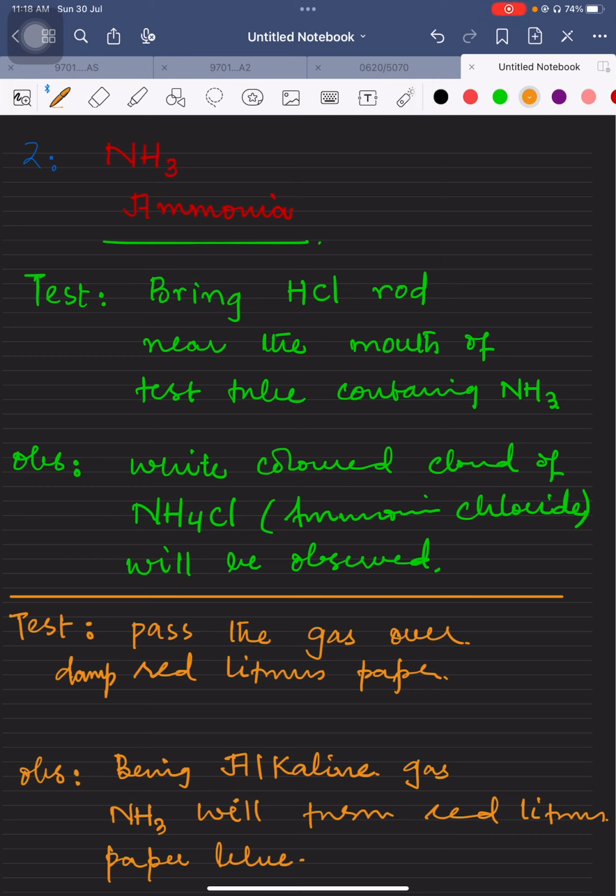So there are two tests. Do I need to write both of the tests in the paper? No, you can write one of the tests in the paper. Is that okay right now? So this is how we can write the test for ammonia.